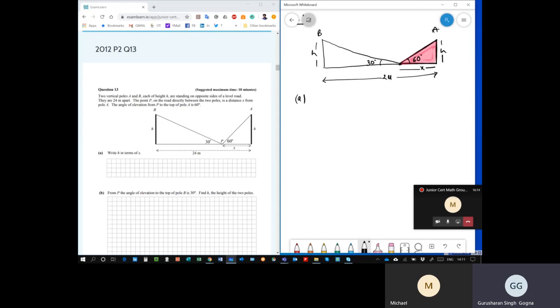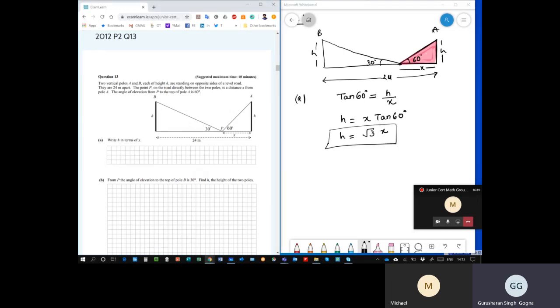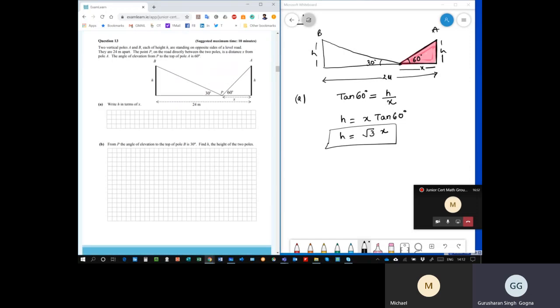So you can see that you don't know the hypotenuse. So we need to pick a ratio which is without the hypotenuse basically. And that is tan. So tan 60 degree in this triangle can be written as opposite over adjacent, which is h over x. So h equal to x times tan 60 degree. Tan 60 degree, you can refer to the table. It is root 3. The value of tan 60 degree is root 3. So you will get h in terms of x. Okay, so that was the first question, h in terms of x.